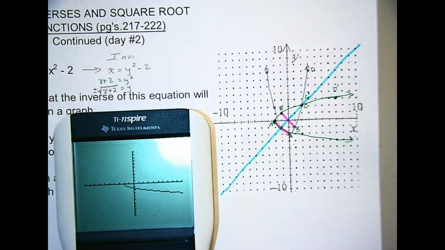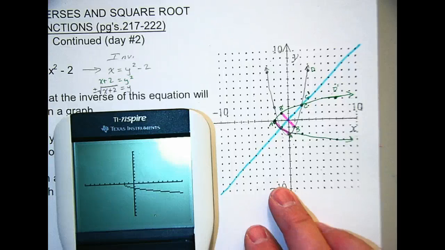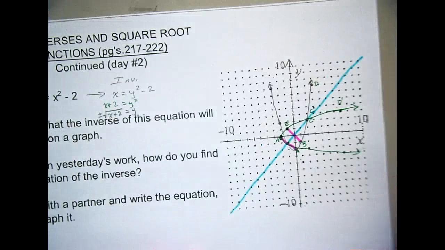Principal square root is the positive square root. Okay? All right. Any questions on that? Okay, one last thing. You'll notice this right here.